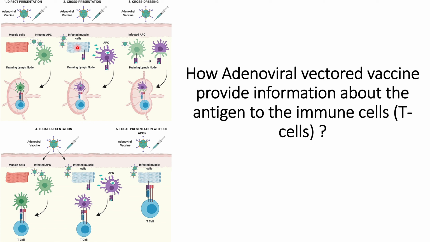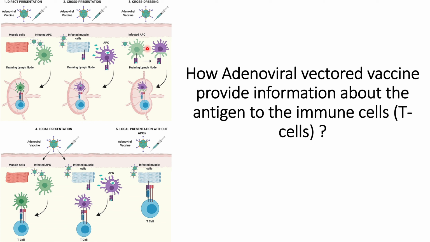So in this case, the muscle cells got infected with the adeno-associated virus, and thereafter through phagocytosis, the antigen information is transferred to the antigen presenting cells, and then it will be transferred to the T cells in the draining lymph node. In some cases, it's not the professional or the mature antigen presenting cells that provide information directly. The mature antigen presenting cells get infected with the adeno-associated virus, and thereafter these mature antigen presenting cells provide information to the naive antigen presenting cells, and then they move into the draining lymph node to provide information to the T cells.